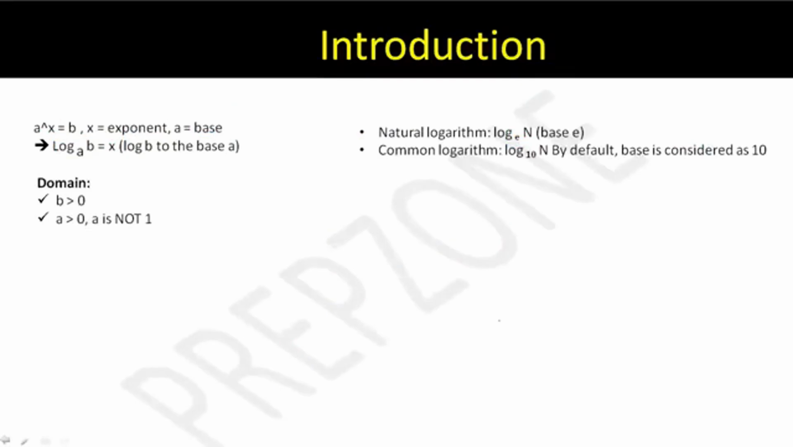B has to be greater than 0 and A has to be greater than 0, and A can't be 1, because if A is 1 then the denominator becomes 0. Now guys, the next concept is the most important concept in this chapter. That is, how do we predict the sign of log?